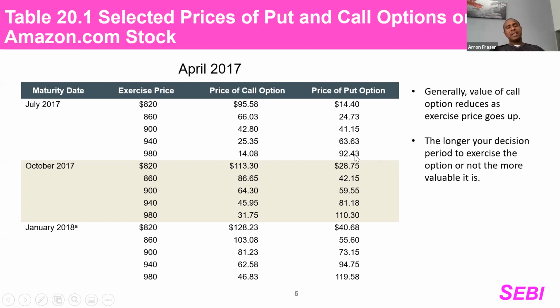But if the share price, let's say, went up to $1,000, then it wouldn't make sense for you to exercise that put option and sell for $940. So you'll just let your deposit slide, and then you will sell the stock on the open market for $1,000, because then you'll get more in the open market than if you would have exercised that option. It takes some getting used to, so you probably have to read it again.